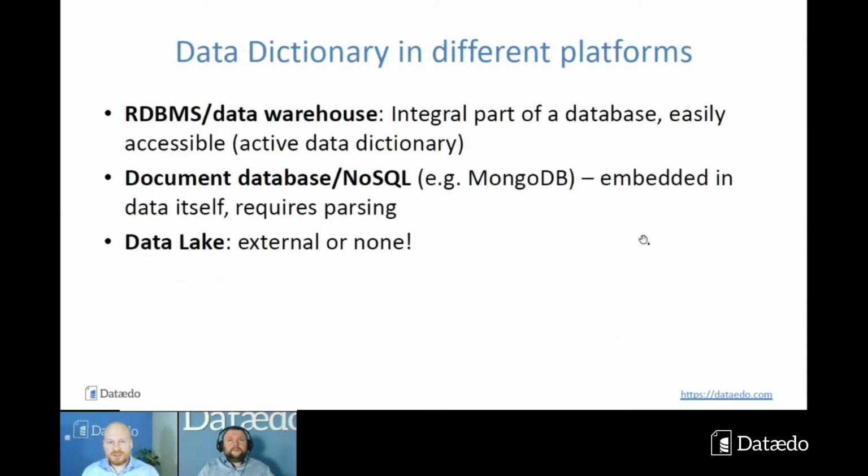Another thing to be aware of is that different platforms manage the data dictionary in a different way. The most advanced are the oldest ones, actually, the relational databases and the data warehouses. The data dictionary is an integral part of the database. That's something I mentioned before, the active data dictionary, and it's easily accessible. So it's very easy to find the data you have. And the more modern the platform, the less obvious it is. It has a reason. The reason is that it comes with a cost.